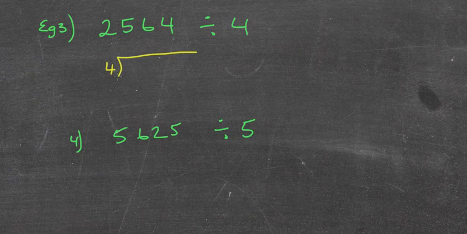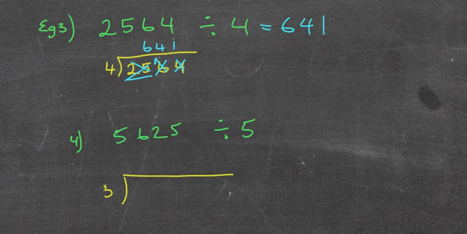We put the 4 outside the brackets there and put 2, 5, 6, 4. How many times does 4 go into 2? Well, that doesn't work. How many times does 4 go into 25? Well, 4 6s are 24, which means there is 1 left over. So I've dealt with that. How many times does 4 go into 16? Well, it goes into 16 4 times. How many times does 4 go into 4? Well, 4 goes into 4 once. I've dealt with that number. My answer is 641.